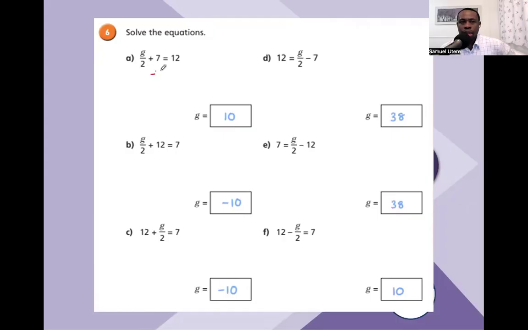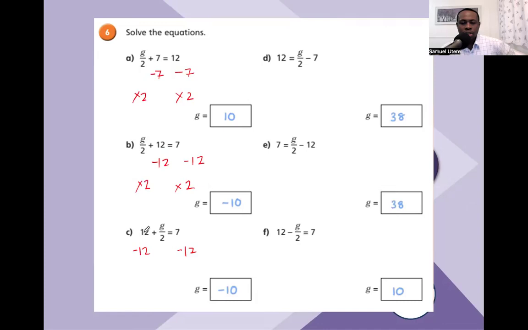So we subtract 7 from both sides. And then in the end, we multiply both sides by 2. Here, we subtract 12 from both sides. And then in the end, we multiply by 2. You can see each time we're doing the inverse operation. It is that straightforward. Here, we subtract 12 from both sides.